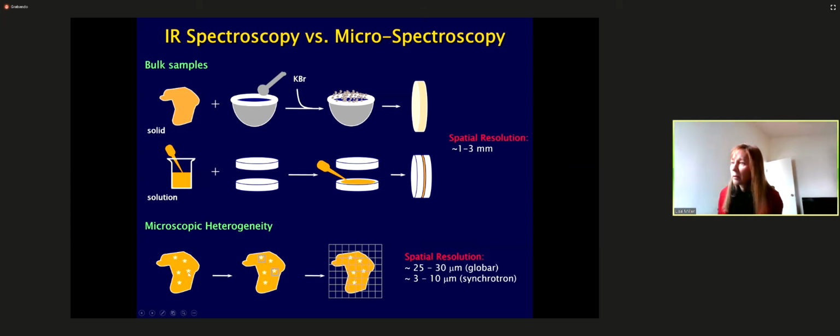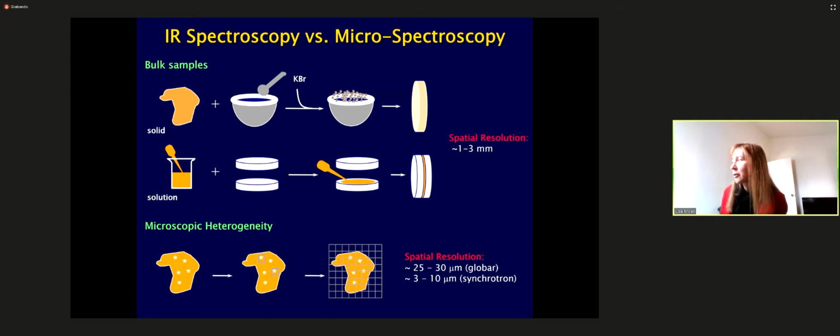However, if you have a sample that's very small or has microscopic heterogeneity, so this is your bulk sample, but you have these little pieces in there that are different from the rest, and you want to know what their infrared spectrum is, you want to focus your infrared beam down into a smaller spot. Or you can actually do a map of the entire sample, and I'll show you a bunch of maps today. You can do a map of the entire sample to get infrared spectra at every single pixel. Again, you can buy an infrared microscope that you can use in the lab. You don't need a synchrotron to do infrared microspectroscopy.